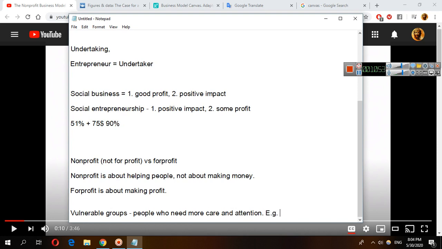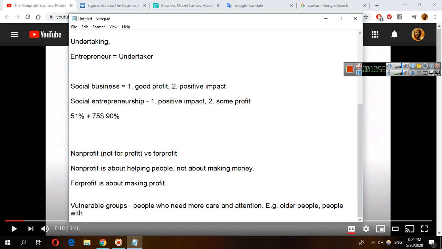e.g., for example, older people, people with disabilities, women, LGBT plus, youth, etc. So non-profit is more about helping vulnerable groups, putting well-being and social impact above profit.